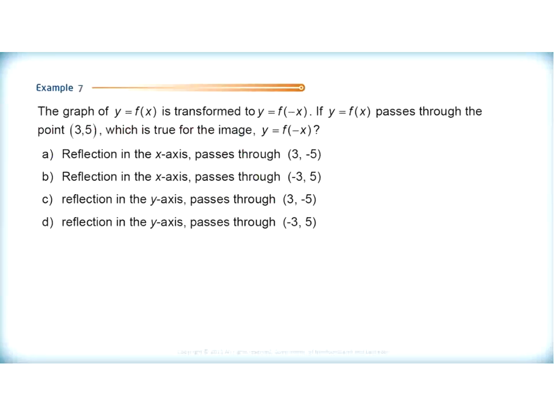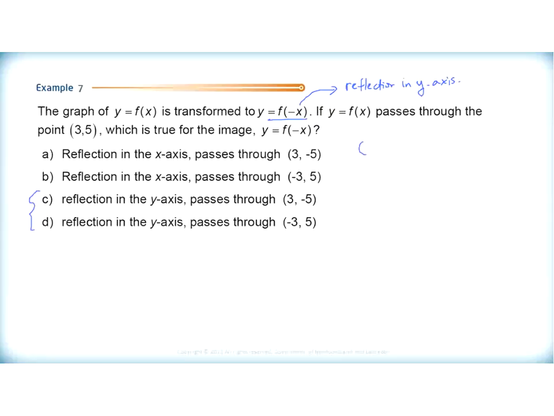Last example, I think. The graph of y equals f of x is transformed to y equals f of negative x. If y equals f of x passes through the point (3, 5), which is true for the image y equals f of negative x? Well, y equals f of negative x, we should recognize immediately that's a reflection in the y-axis. So we know the answer is either C or D now.